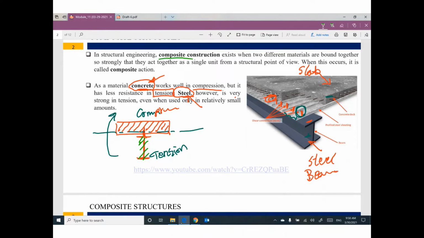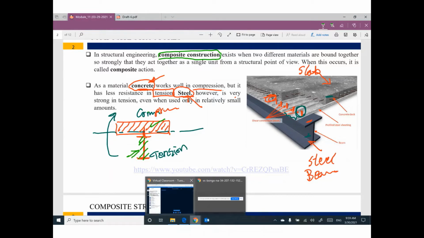This is the benefit of composite structure or composite construction. You are putting each material in the right place. Concrete is very strong in compression, put it in compression. Steel is very effective in tension, put it in tension. If you can do this, you are in the good track.